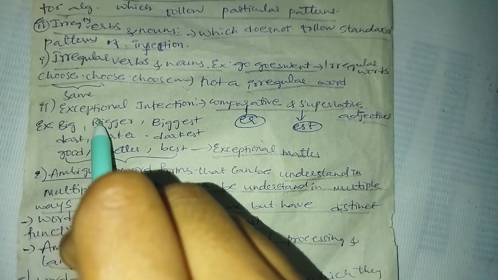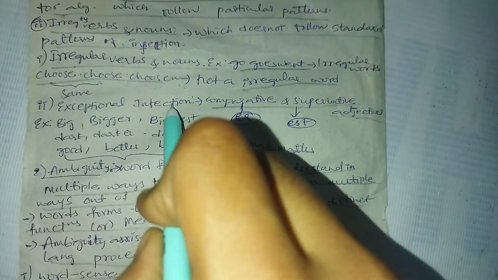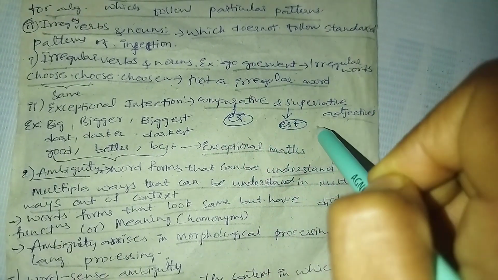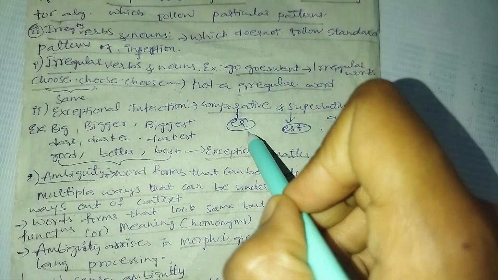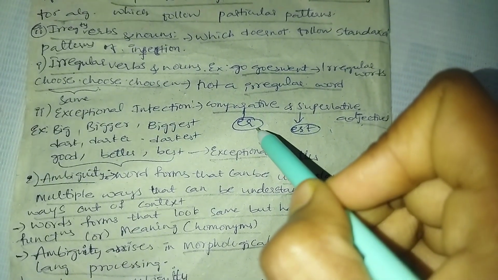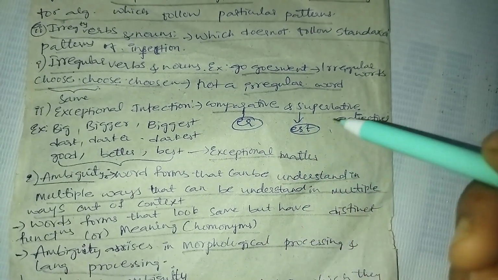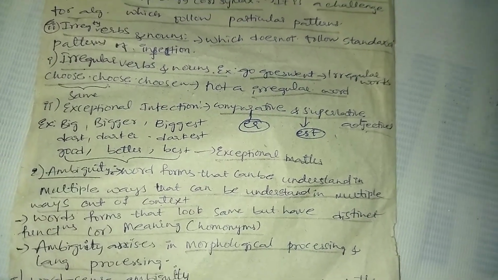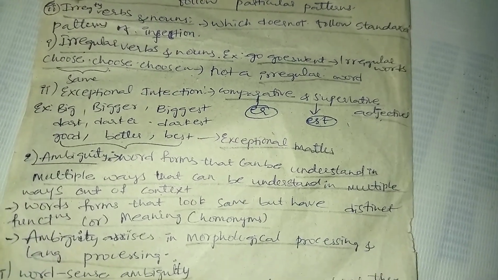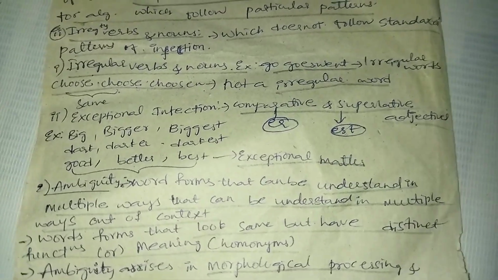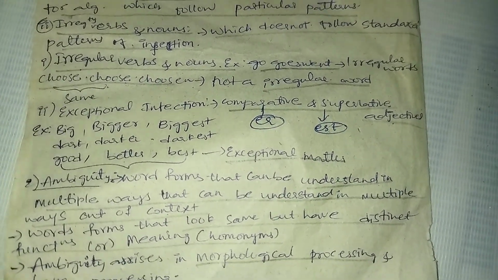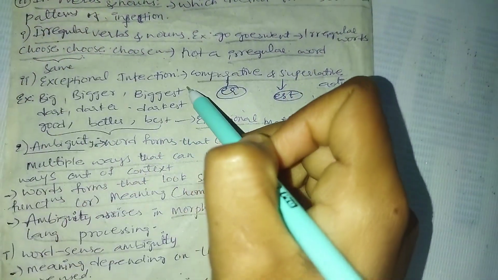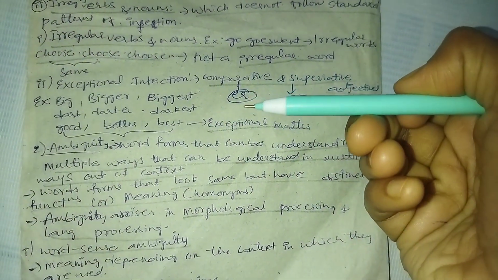We have another type, which is exceptional inflection. This is a process of comparative and superlative adjectives. For the comparative, we use er at the end of the word, and est is used for superlative adjectives. We use these two concepts in English grammar. Somewhat, grammar is included in the natural language processing concept. It is similar to English language grammar. We use bigger, biggest. These are the three different cases we use.